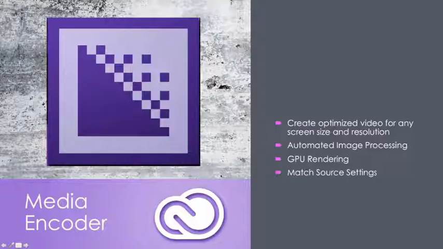All right, almost done with the video section. You've got Media Encoder, and it allows you to do output to just about any format. Automated image processing is one of the features. You can create a customized output of media, including watermarks and timecode overlays, as well as image processing.